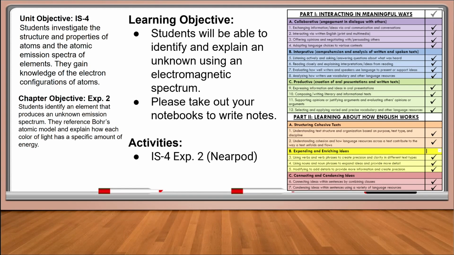Hello everyone. The learning objective for today is students will be able to identify and explain an unknown using an electromagnetic spectrum. Please take out your notebooks to write notes and open IS-4 Experience 2 Nearpod.